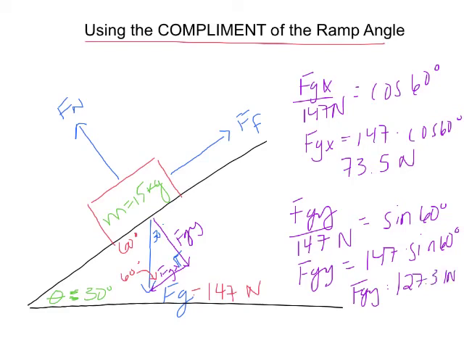So you need to make a decision for yourself what's going to be easier for you to remember. Are you going to have an easier time using the angle that's given and then remembering that you have to reverse the cosine and sine? Or will you have an easier time remembering that x is always cosine and y is always sine, and for forces, instead of using the given angle, I have to find the complement? All right, so that's a personal decision on what will be easier for you to remember.